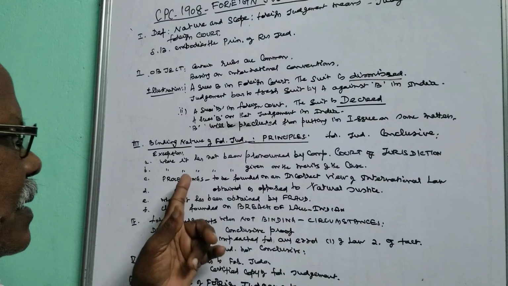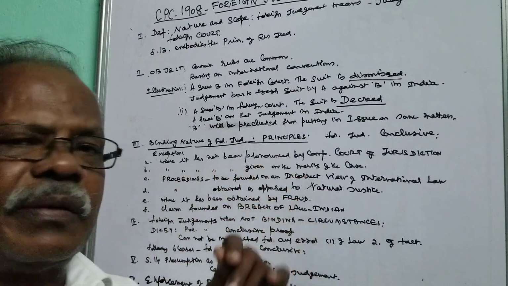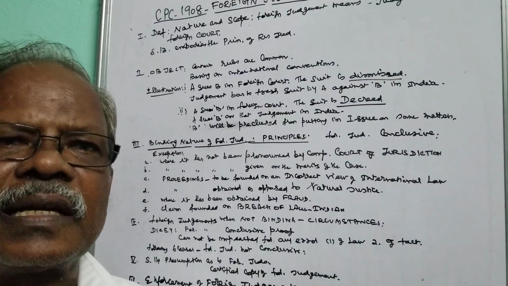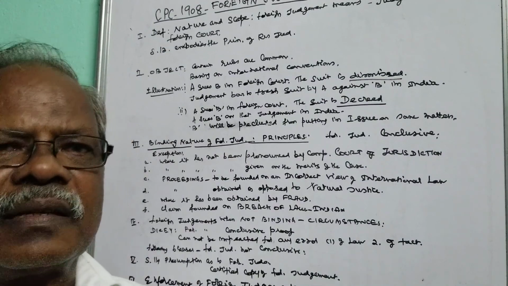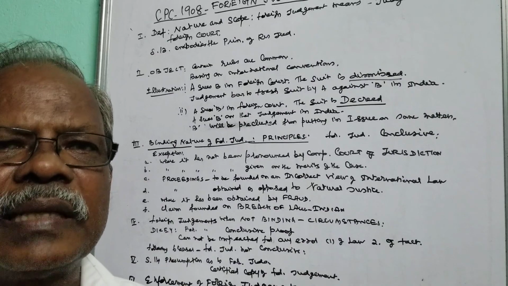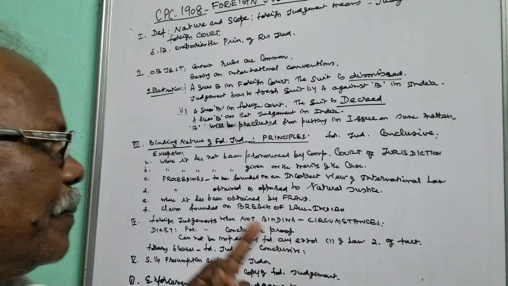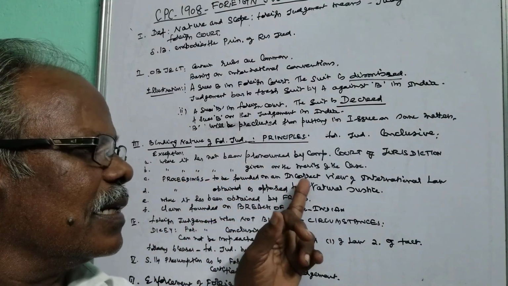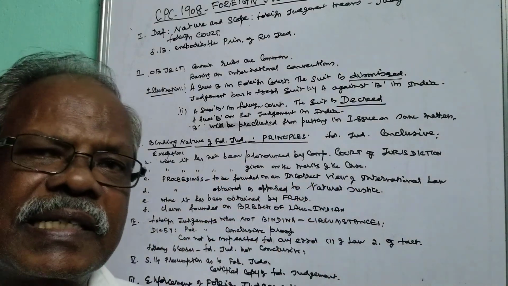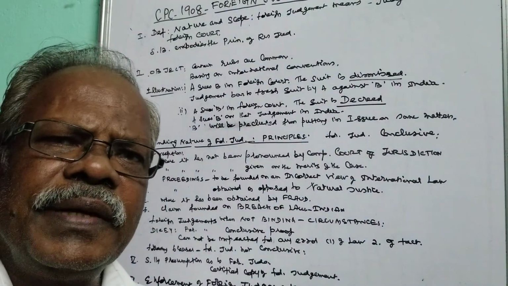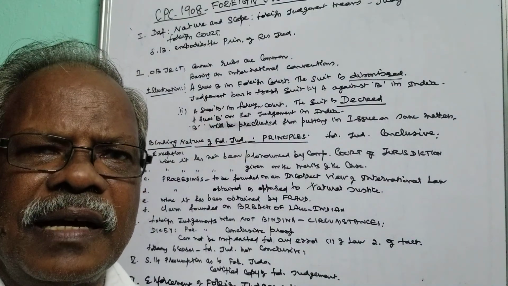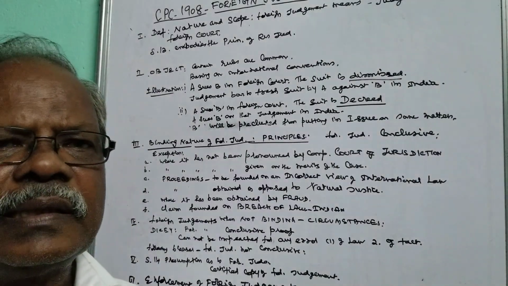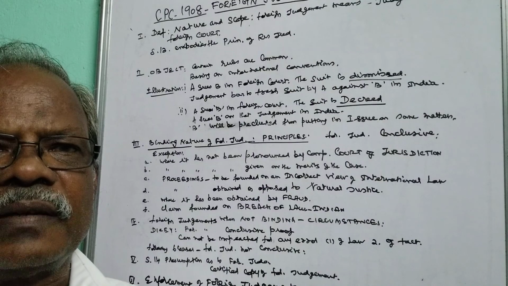Then the second thing, where it has not been given on the merits of the case. If the merit of the case is not fairly dealt with, on that basis res judicata cannot be insisted upon. The third thing is where the proceedings are founded on an incorrect view of international law. If it is against international law, which is applicable to all countries, then it cannot be taken as res judicata.